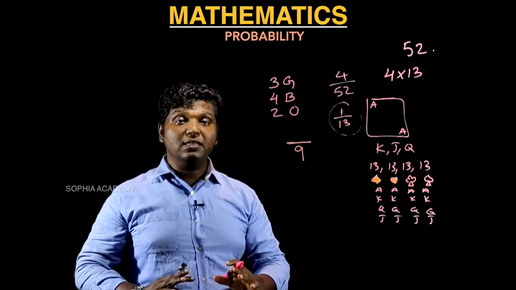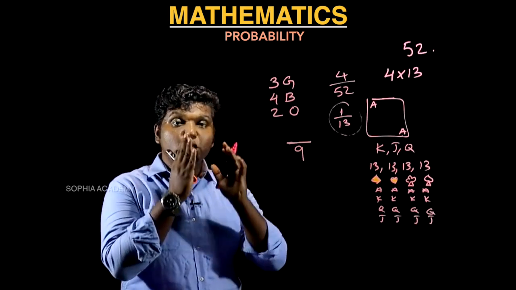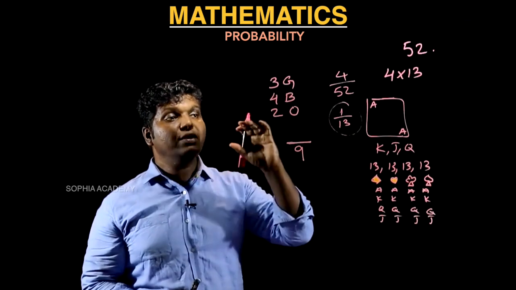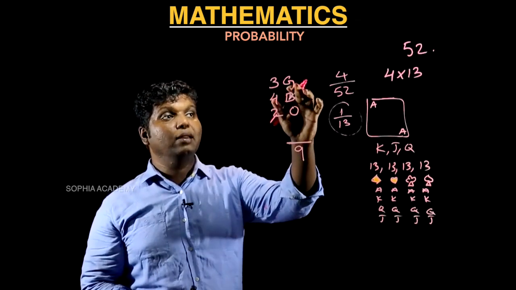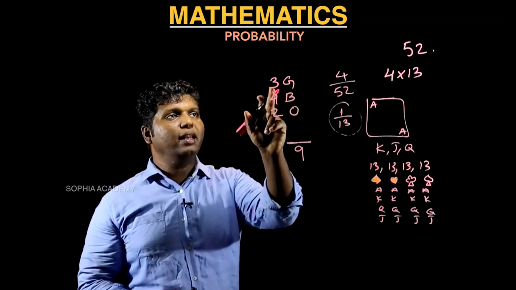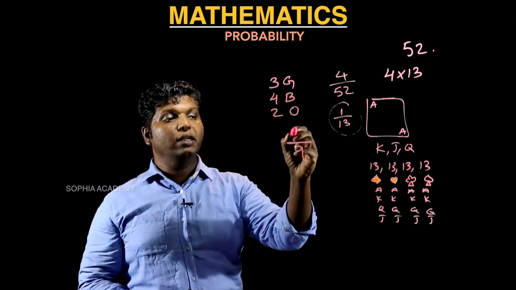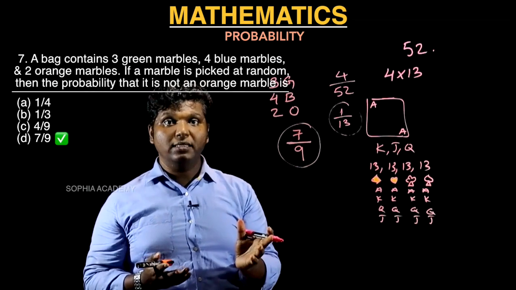But here the question is that you have to find the probability that the marble picked is not an orange. If it is not an orange, then it can be green or it can be blue. So how many green are there? 3. How many blue are there? 4. All together, 3 plus 4, it is 7. So 7 by 9 is the answer.